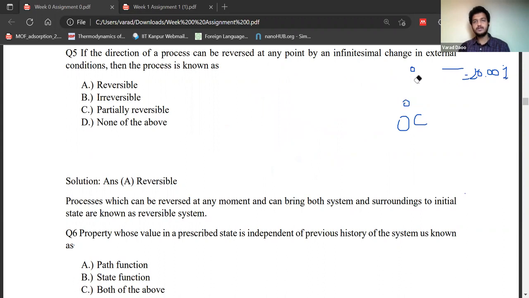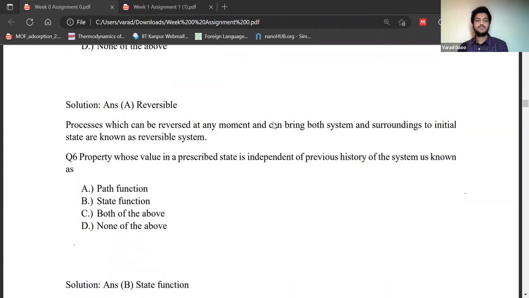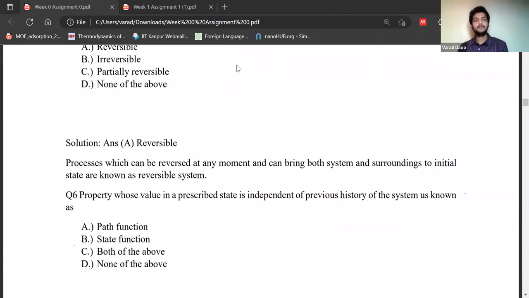Okay. So anybody has any question? Otherwise, there can be a process in which only the system can come back to its initial position, and in that case we will not call it reversible. We'll call it an irreversible process. Right? Anybody has any question? Then we'll start with the next question.